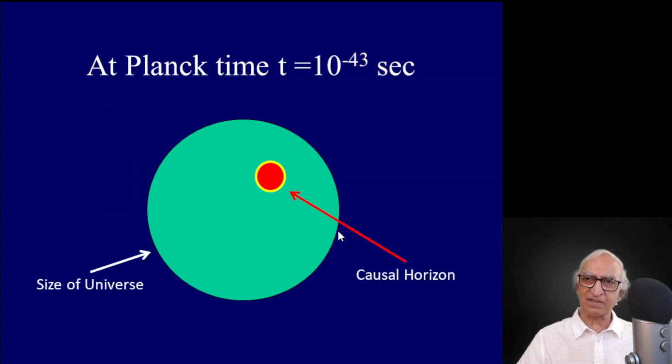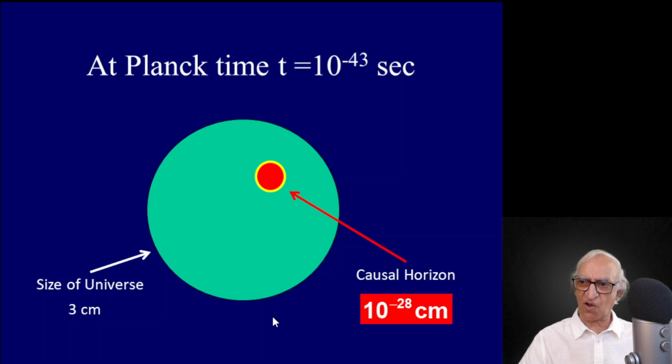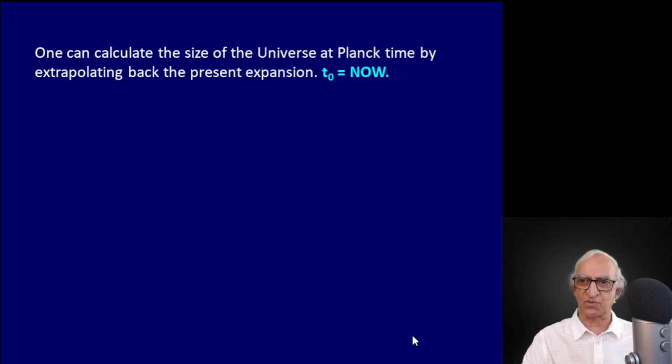Now, let's go back and ask, what would have been the state of affairs at Planck time when the universe was 10 to the power minus 43 seconds old? I would like to now convince you that at that time, in the Planck era, the size of the universe was roughly the size of a ping pong ball, table tennis ball. Whereas the causal horizon size was 10 to the power minus 28 centimeters. In other words, in 10 to the power minus 43 seconds, you could have only communicated up to a distance of 10 to the power minus 28 centimeters. Now, is this really true? Let me argue that it is true.